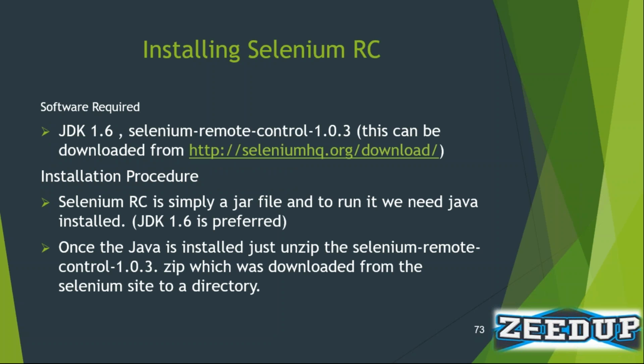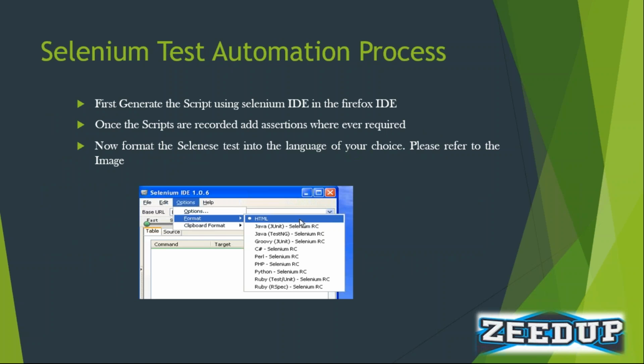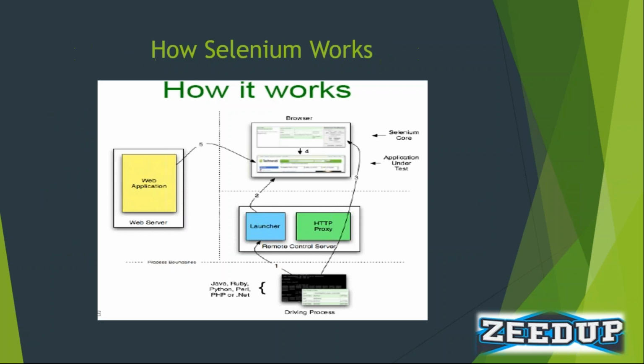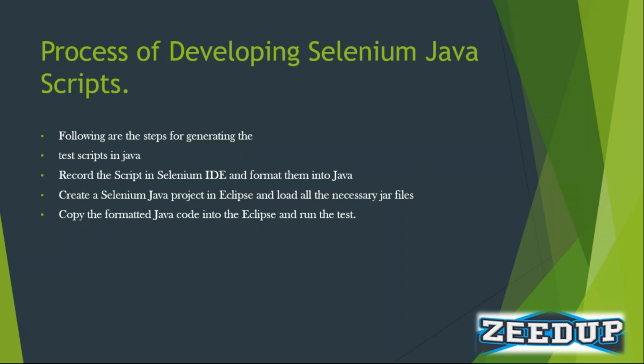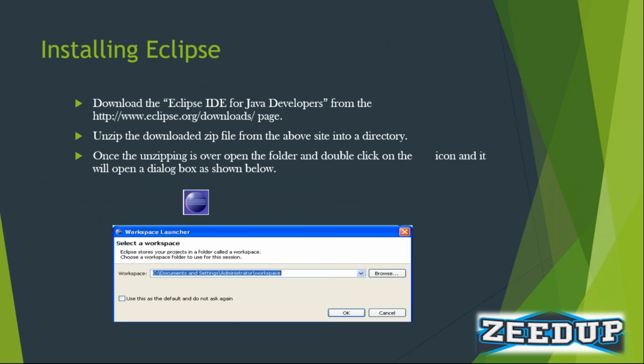What are the things to be installed for Selenium Remote Control? You can download it from seleniumhq.org, and you can get the Java Development Kit, the latest version, along with all the relevant test automation process for Selenium IDE. We have put each step-by-step process in this slide, covering Selenium development, JavaScript, and everything. So we'll be having it first.